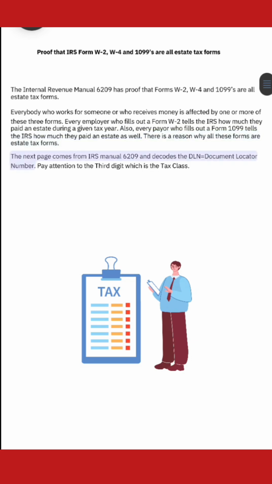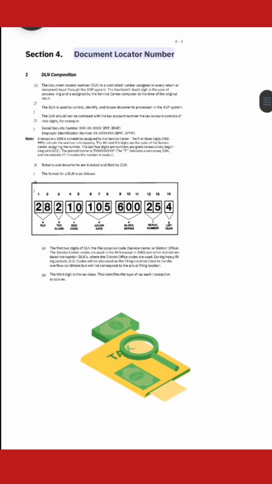The next page comes from IRS Manual 6209 and decodes the DLN, which equals document locator number. Pay attention to the third digit, which is the tax class. 4.1, Section 4, Document Locator Number. 1. DLN Composition. Returns and documents are blocked and filed by DLN. The format for a DLN is as follows.